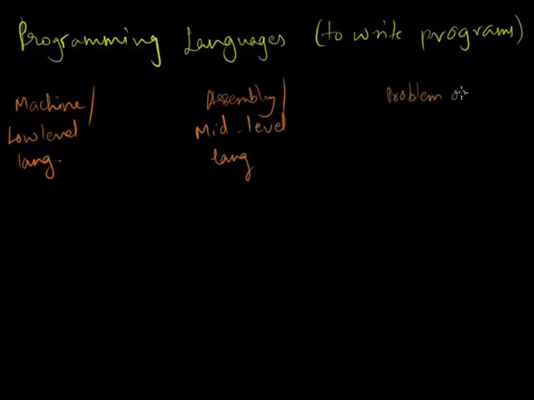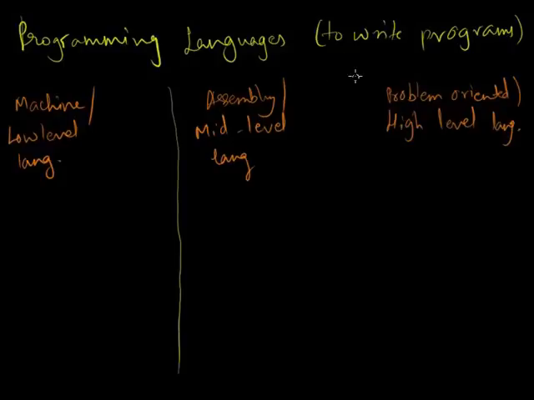Problem oriented or high level language. So we have three types of programming languages: low level, mid level and high level. Let me first partition these three different types of languages so that there is no confusion in between. Okay.